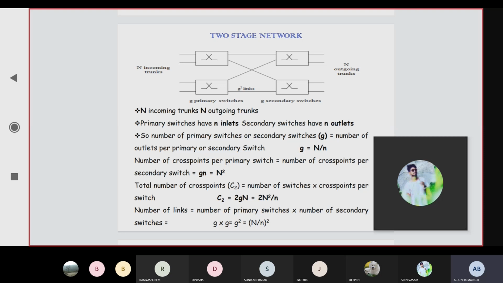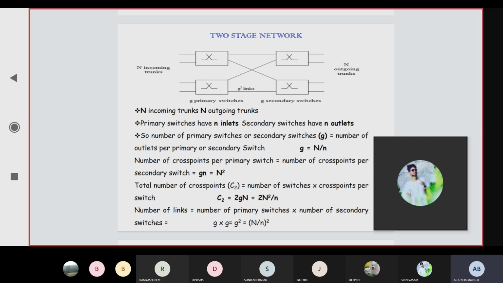Don't confuse that. The total number of cross points is equal to number of switches into cross points per switch. C2 is equal to 2gn. What is g? G is equal to n by n. Then we'll get 2n square by n. Clear about this one? You substitute here, g is equal to n by n, we'll get 2n into n square by n.